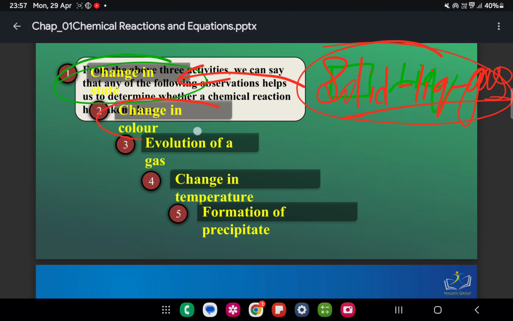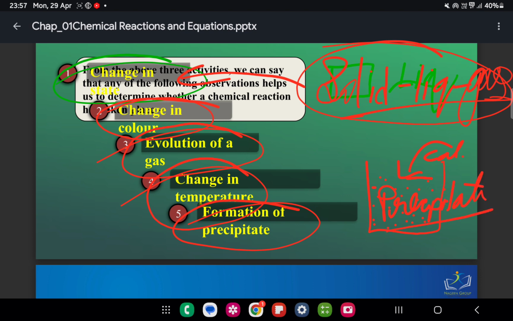Next, change in color. Some reactions take place with changes in color. Some of them are evolution of a gas. Sometimes reactions take place with the evolution of gas. Sometimes there is a change in temperature, automatically temperature will be raised, or automatically temperature will be down. Then formation of precipitate. Formation of precipitate means a liquid is normal at normal temperature, but when we add some chemicals, it will precipitate. These are all we will see in chemical reactions.